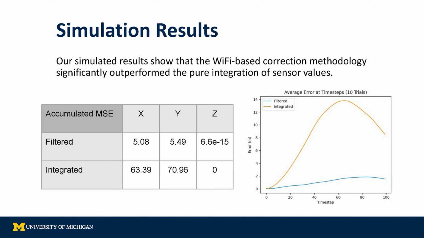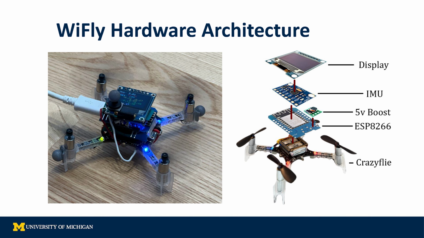This is supported in our simulation results, which show that the Wi-Fi-based correction methodology significantly outperforms the pure integration of sensor values. As you can see by our accumulated mean squared error, we are outperforming the integrated values by roughly an order of magnitude. Additionally, in the image on the right, you can see that the integrated values eventually return to the ground truth. This is actually because we were integrating a circle, and the circle came around at the end. Here, we can see the WiFly architecture.